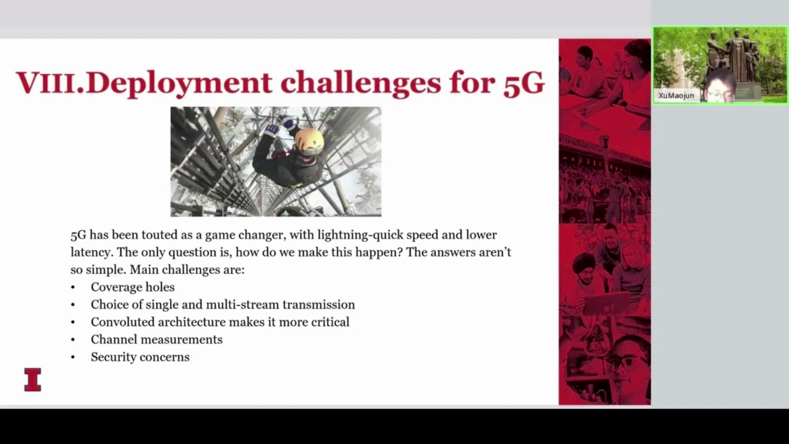The first problem we should consider is coverage holes. NR will be deployed in both microwave bands and higher frequency bands. However, if 5G is deployed on existing 4G sites, there are likely to be many coverage holes, as the intersite distance at these frequencies is much smaller than the present intersite distance. Also, the choice of single and multi-stream transmission, the convoluted architecture, the channel measurements, and the security concerns. These are all big challenges waiting for us to resolve.